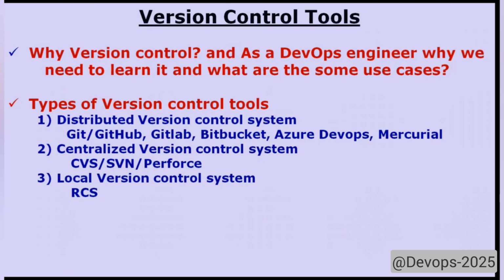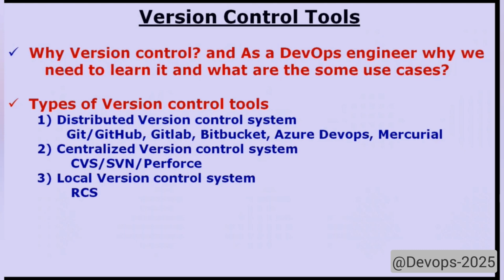The assumption here is that the client can always be connected with the server whenever we need to perform any operations. For example, if you want to fetch the code, or put back the changes to that centralized version control system, in those cases the client and server should always be online when we perform all these operations. So that is about the centralized version control system.